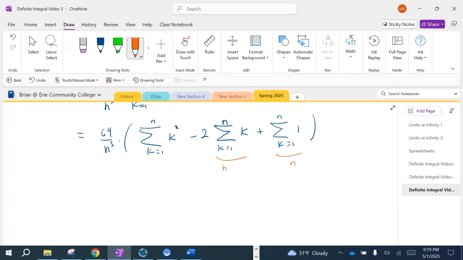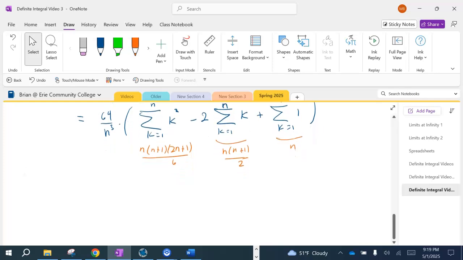The sum of the first n integers is n times (n plus 1) divided by 2. The sum of the first n integers squared is n times (n plus 1) times (2n plus 1), all divided by 6. So now we can replace those summation signs, the sigmas, with those exact expressions in a closed form. We can then do some more algebra to evaluate the limit as n goes to infinity.